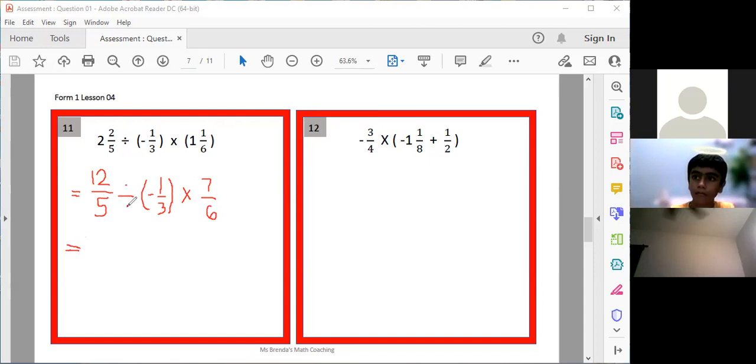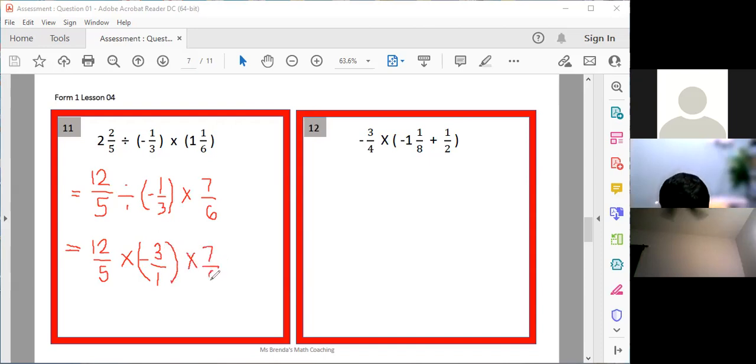Now, the division part, we have learned how to flip-flop the fraction. So 12 over 5 times negative, keep the negative, guys, 3 over 1. Okay, 3 over 1. And times 7 over 6. You must write it out completely. Okay, now, very easy. No need to crisscross. 12 times negative 3. It's negative 36. Up times up over 5 times 1. It's 5. And this one multiplied by 7 over 6.